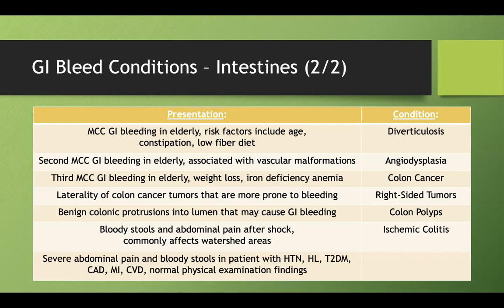How about somebody who has severe abdominal pain and bloody stools in somebody who has every vascular risk factor under the sun: hypertension, hyperlipidemia, type 2 diabetes, coronary artery disease, they've had an MI before, they've had a stroke before. When you do their physical exam, it's going to be normal, which is unusual given how much pain they're in. So we're talking about acute mesenteric ischemia here.